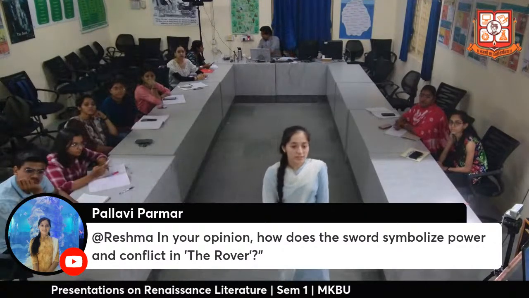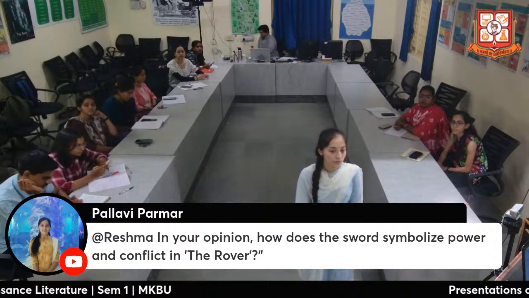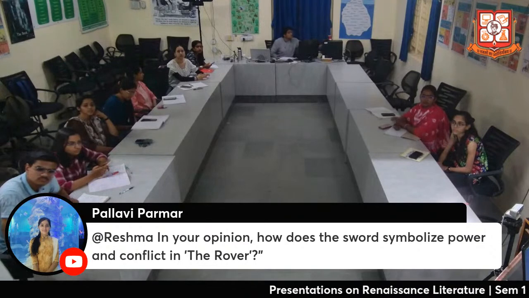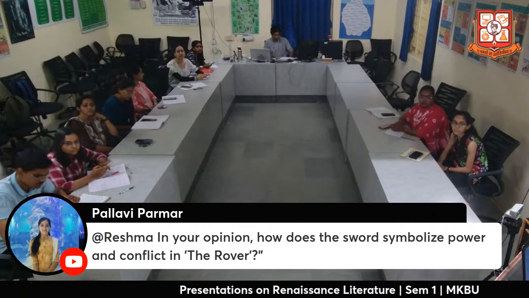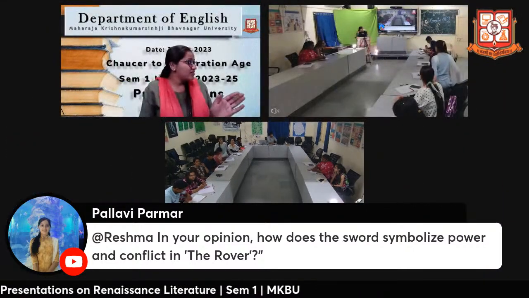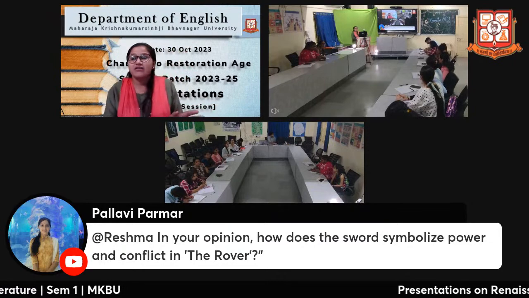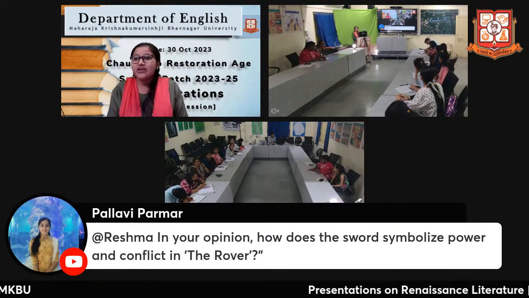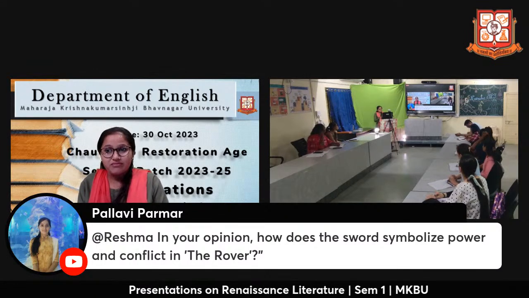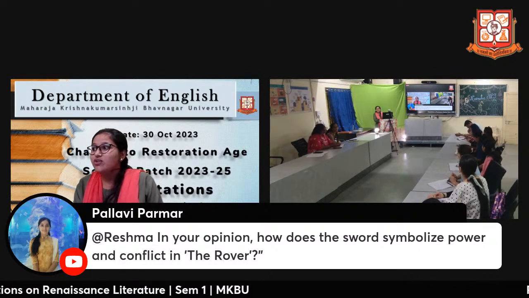My question is, in your opinion, how does the sword symbolize power and conflict in The Rover? In this play, the sword is used for conflict, to fight for the good purpose of oneself. Any other question?